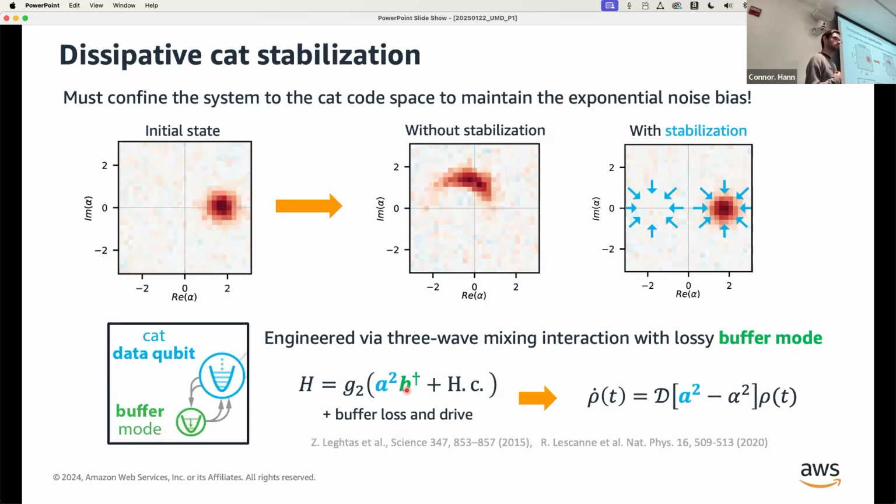Can I maybe ask a follow-up? So does the dissipation also suppress the coherent error due to nonlinearity, like a Kerr term? Indeed, it does.